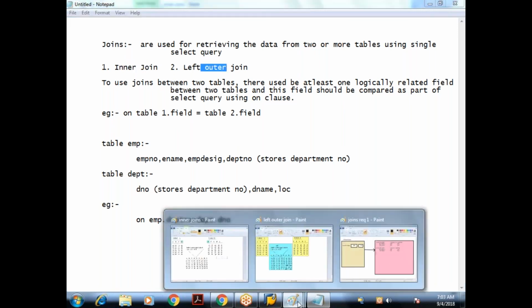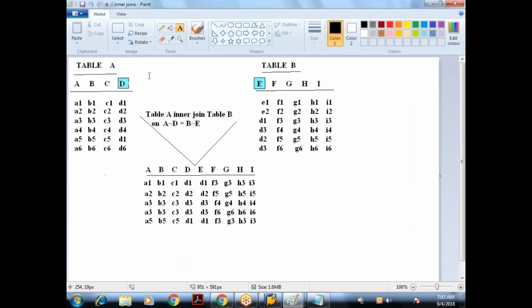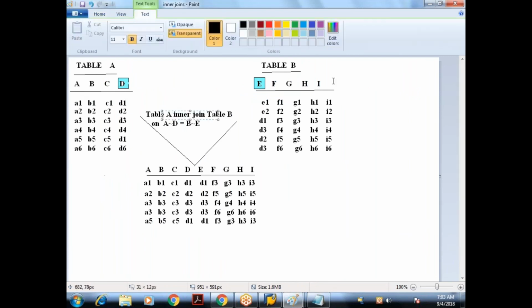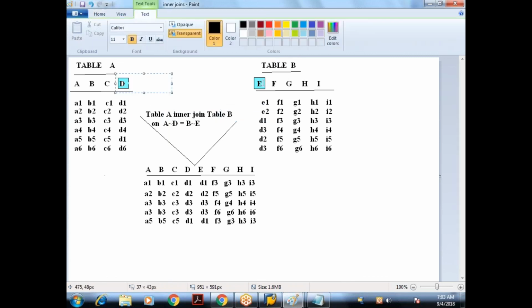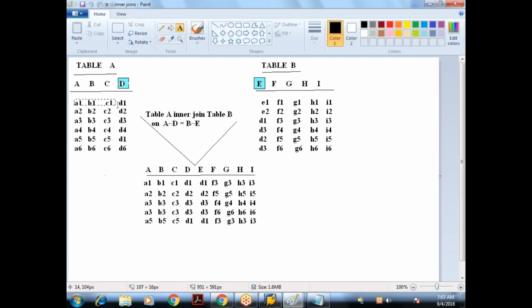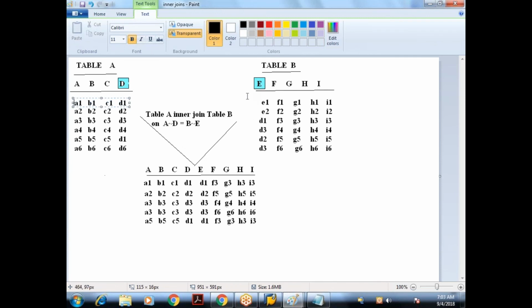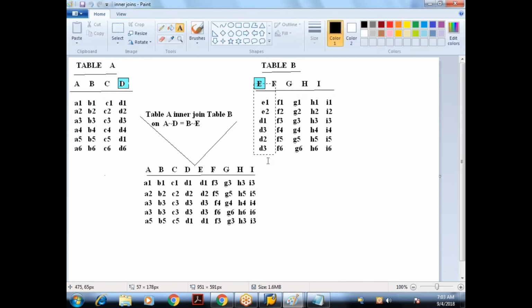If you use inner join, what is the concept of inner join? Each row of the left hand side table, what is the left hand side table here? A. What is the right hand side table? Table B. What is the logically related field here? D and E. The field names are different, but the purpose of the field is the same. So when I use inner join, each row of the left hand side table will be compared with all the rows of the right hand side table. As part of that comparison, it will compare the logically related field.